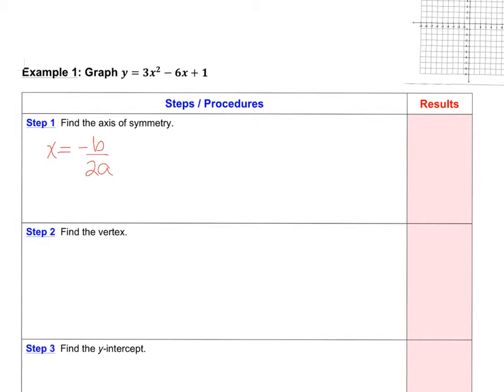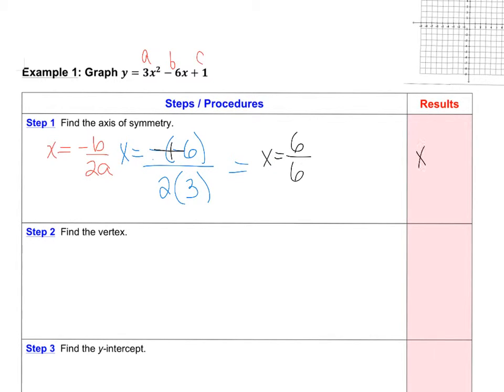So in this case, if this is a, this is b, and this is c, x is equal to the opposite of negative 6 over 2 times 3, which is 6 over 6, x equals 1. x equals 1. You cannot just write 1. It's x equals 1.